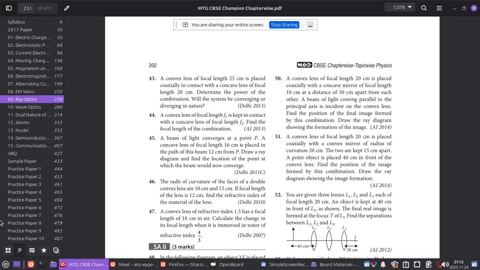Sir, the answer for the 44th will be 1 by F1 plus 1 by F2, right? Yeah, 44. Yeah, that one we discussed. Yes, sir. I said 45. Which one? NCERT question. Okay, NCERT exercise question. That we will discuss.